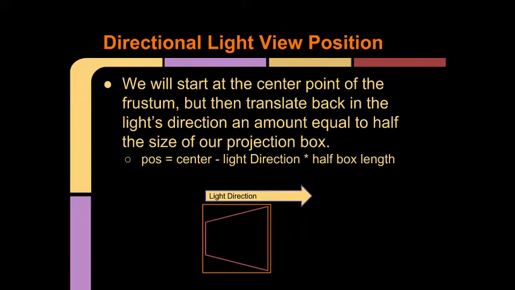That is the standard implementation for building the view and projection matrices for a directional light. In the next video, we will continue working on our directional light's view projection, focusing on one very common issue with this solution as discussed. This issue is typically called shimmering shadows.